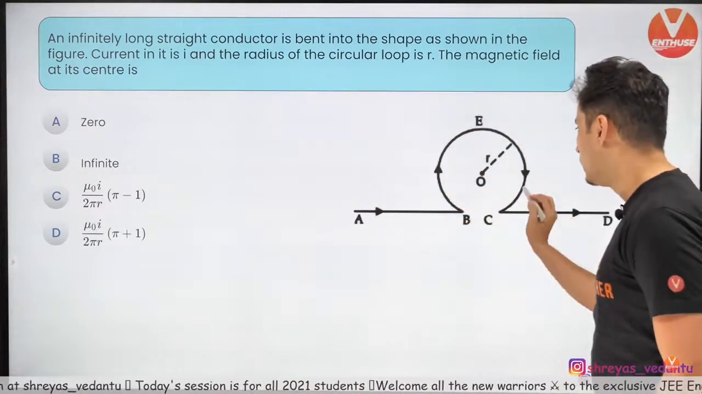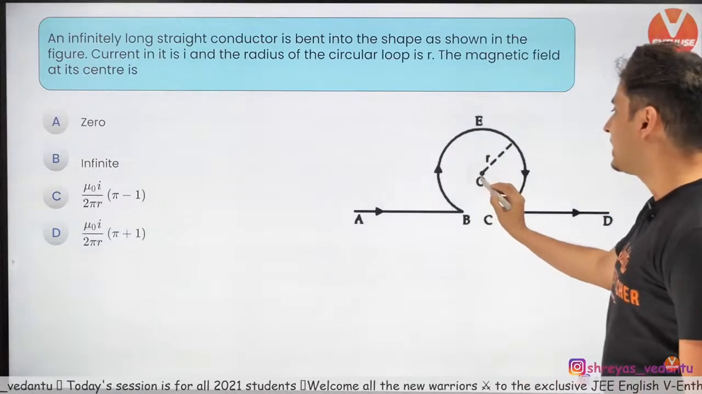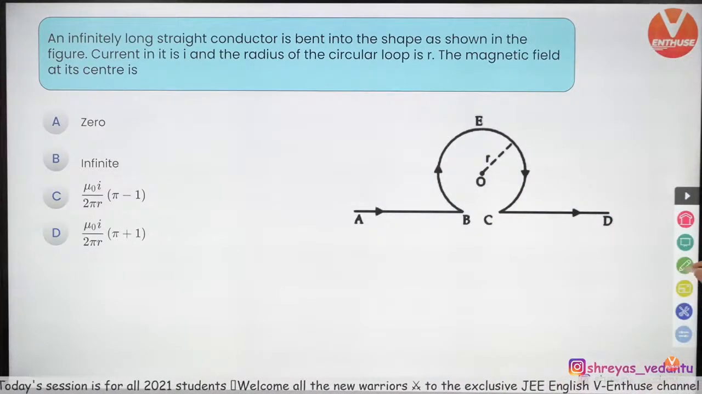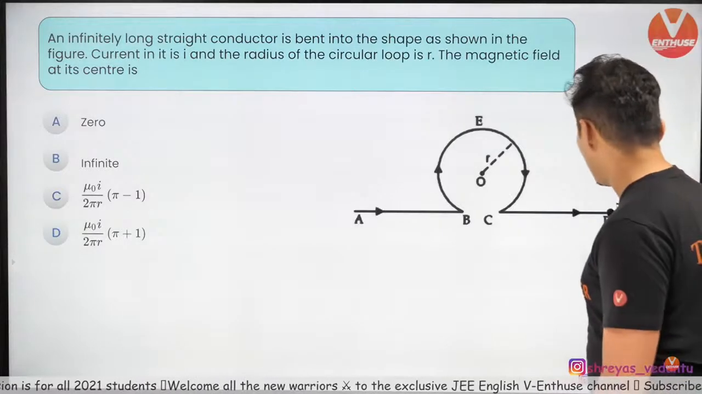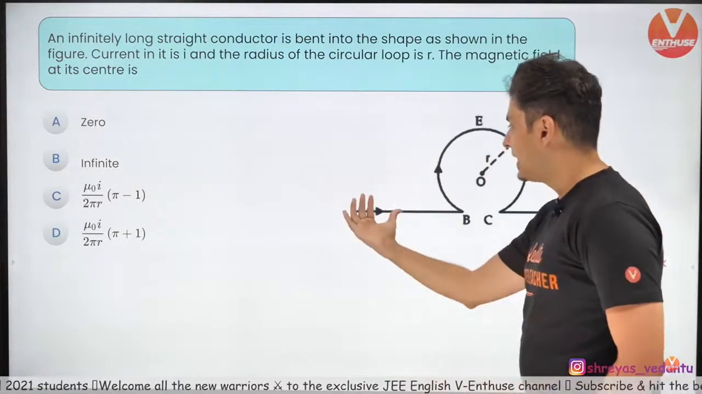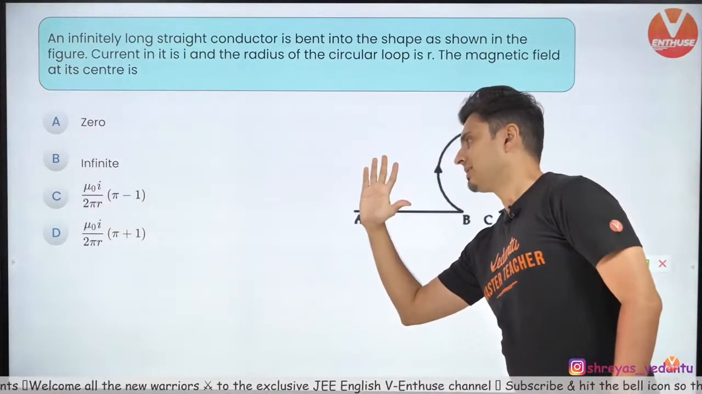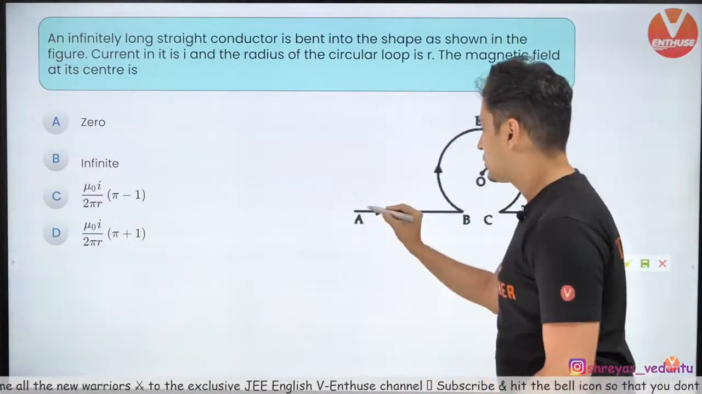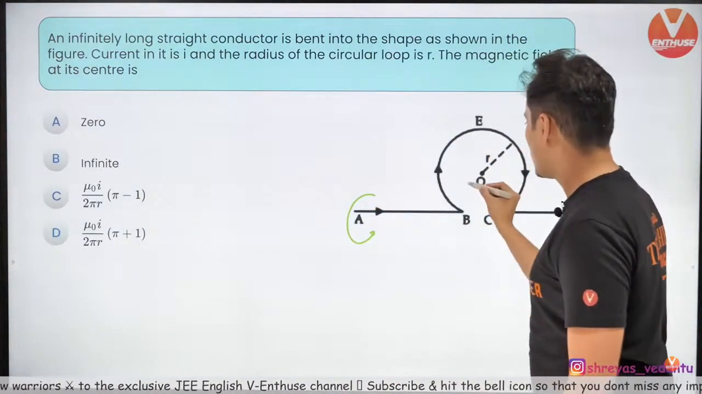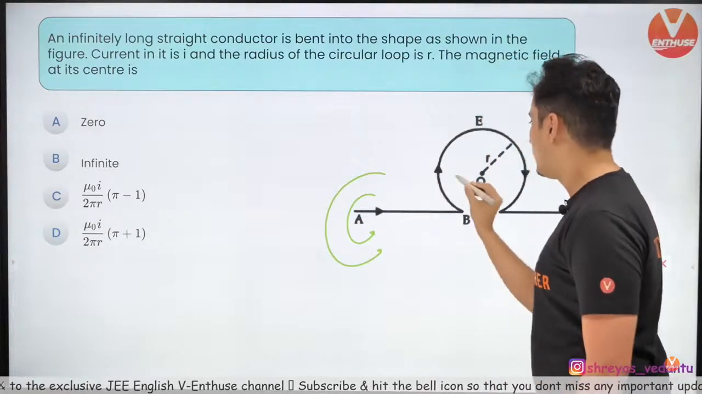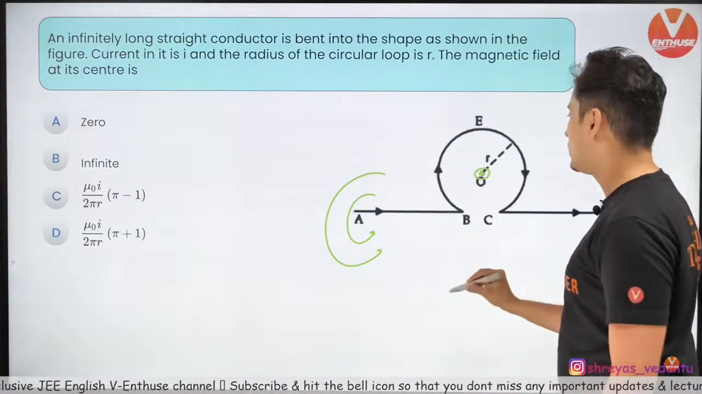Infinitely long wire, loop and wire. What is the field at the center? That's the question. Let's try and solve this. So first of all, due to this wire, use your right hand, put your right hand thumb like this, the fingers curl this way, so the field is this way. So basically, if you think about it, at point O, the field is coming towards you.